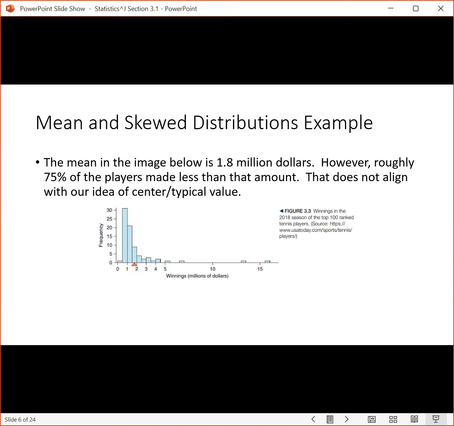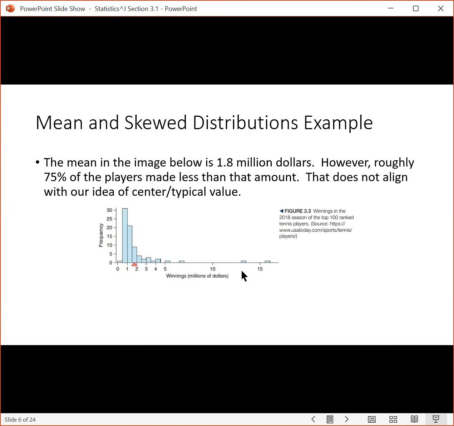So there's the mean. And the issue with that is that 75% of the players make less than that amount. So if you've got 100 players that represent your data here, and 75% make less than the mean, how can that represent the center or the typical value? And the answer is that it doesn't. The mean does not work very well when it comes to skewed distributions, which is what we have here.